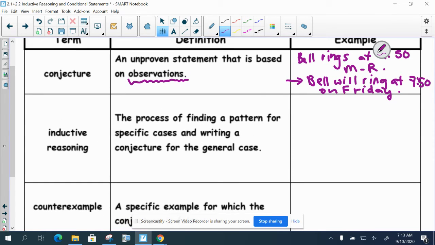Inductive reasoning, which is what this lesson is all about, is the process of finding a pattern. So it's all about a pattern. We notice a pattern Monday through Thursday when the bell rings for specific cases and write a conjecture for the general case. You could also say that the bell will ring every day at 7:50. So that would be the general case.